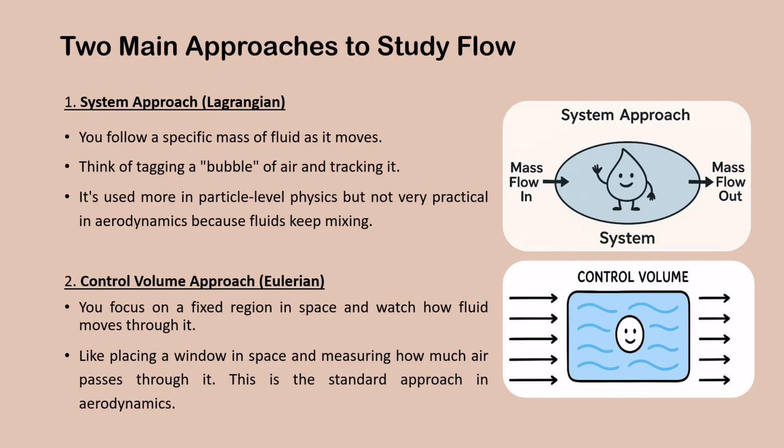The two main approaches to study flow. The first one is the system approach, also called the Lagrangian approach. Here, we follow a specific mass of fluid, like tagging a bubble of air and tracking it as it moves. This is useful in physics but not very practical in aerodynamics because fluid particles mix and move too much.